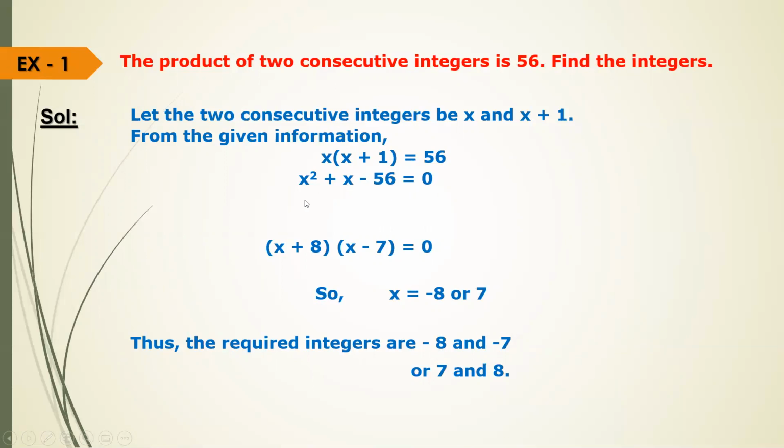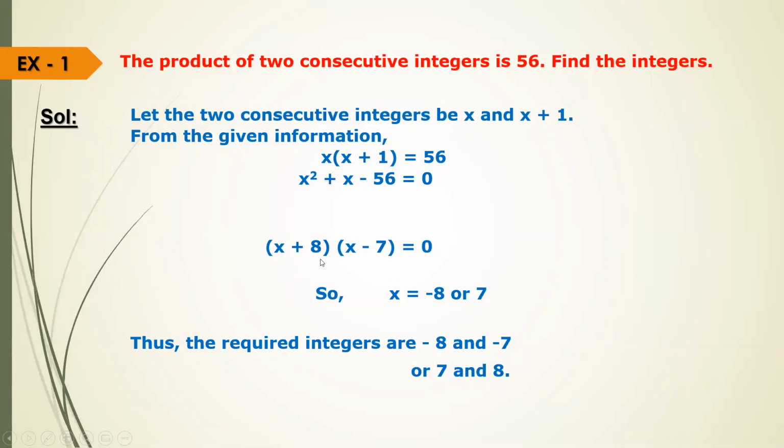You have learned how to factorize. That is what we are doing here. Now take x common from the first two terms. What is left? x plus 8. Then take plus 8 common from the second part. What will be left? x minus 7. So the factors are x plus 8 into x minus 7 equal to 0.